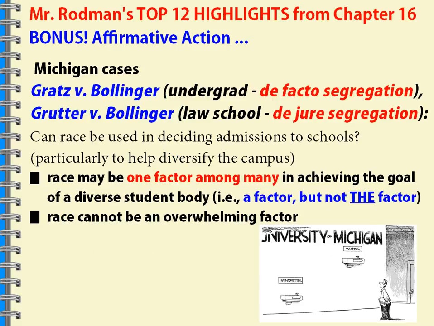In the Michigan cases of Gratz and Grutter, here we see in the undergrad case that people can choose in terms of de facto segregation. They can choose to attend here or not, and race could be a factor, but again, not the factor. In Grutter, they said, you know what, the law school is trying to promote diversity. De jure segregation in terms of trying to pick more individuals that are a part of the student body that are minorities is allowed under the law.